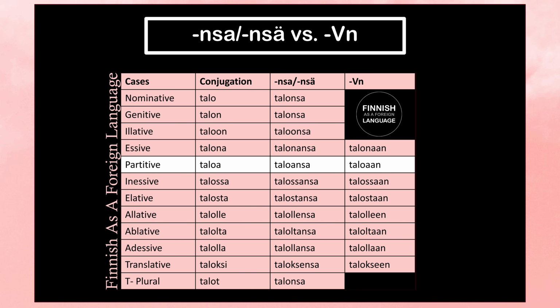Next one, partitive case, is taloa. Also here we can say taloansa or taloan. Why? Because taloa does not end in two same vowels. Next one, the inessive case, is talosa. Here we can say talosansa or talosan.